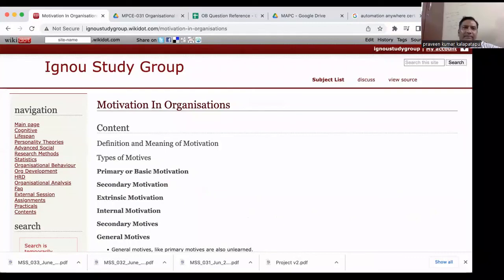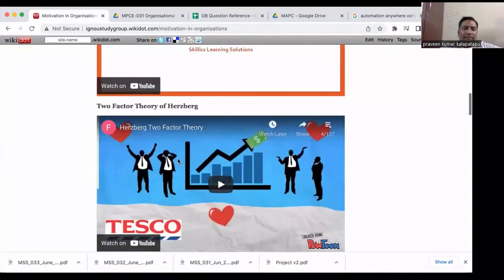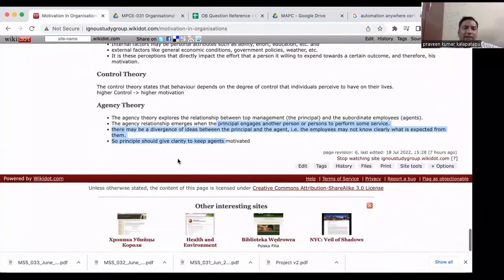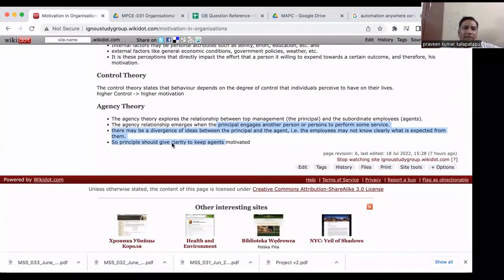Can you please go back to agency theory? Agency theory? Yeah, just lost it. What does this talk about? This is like kind of one person controlling all the number of people? Not one person. Top management is the principal. It could be n number of persons who are part of top management.